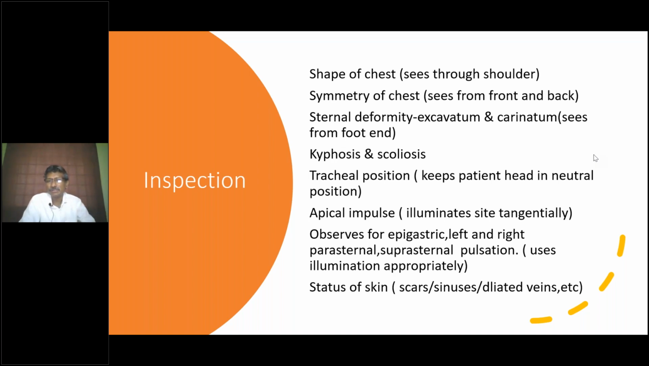Then the suprasternal region. What causes pulsation in the suprasternal region? Okay, very good. Aortic aneurysm can cause, aortic regurgitation can cause, and remember all hyperdynamic states. Anemia can cause, pregnancy can cause, hyperthyroidism can cause. So all high volume states, including aortic regurgitation plus aortic aneurysms, can cause pulsations in the suprasternal region.